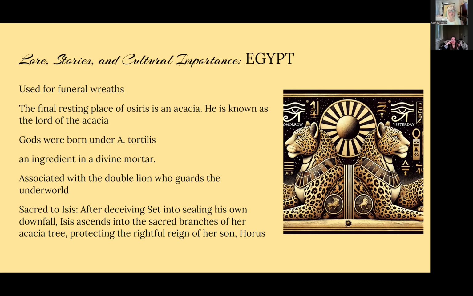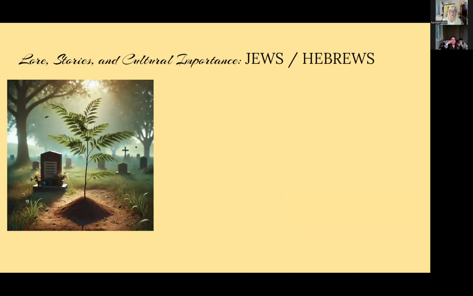So very important in Egyptian lore and to Egyptian gods. So take note if you worship under the Egyptian panoply of deities. It's also important to the Hebrews, the Jews. Often it's said they plant a green acacia as a grave marker of a beloved friend.